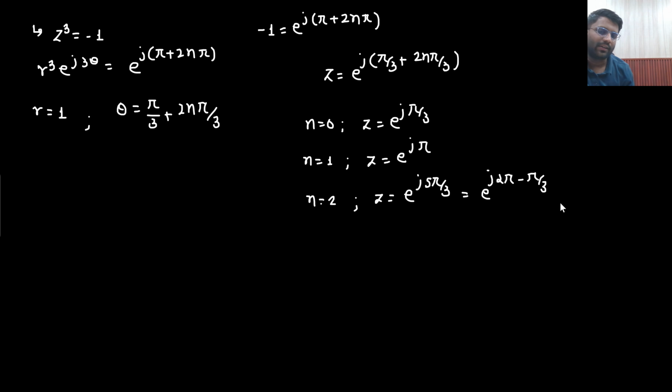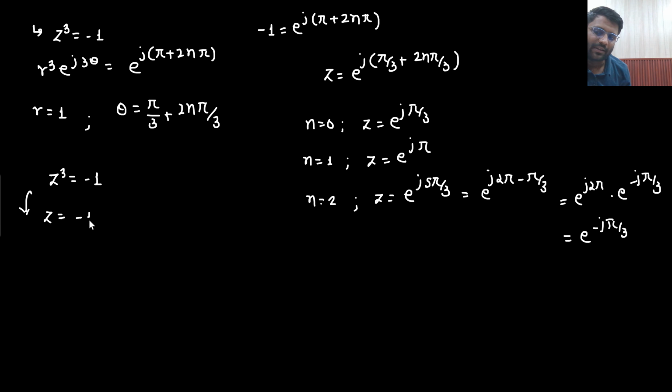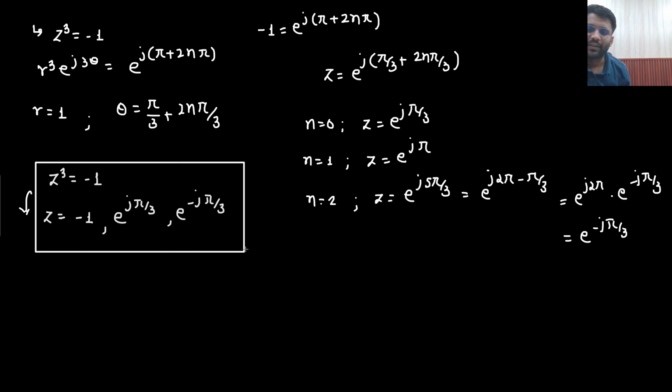Right? So what you are getting? E to the power j 2 pi multiplied with e to the power minus j pi by 3. What will this value be? This will be nothing but 1. So e to the power minus j pi by 3. So z cube equals minus 1, then the values of z are e to the power j pi. What is the value of e to the power j pi? The value of e to the power j pi is nothing but minus 1. Then e to the power j pi by 3, e to the power minus j pi by 3. So these are the values of z you are getting.